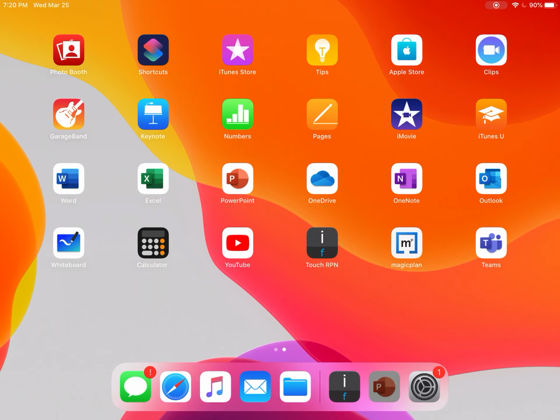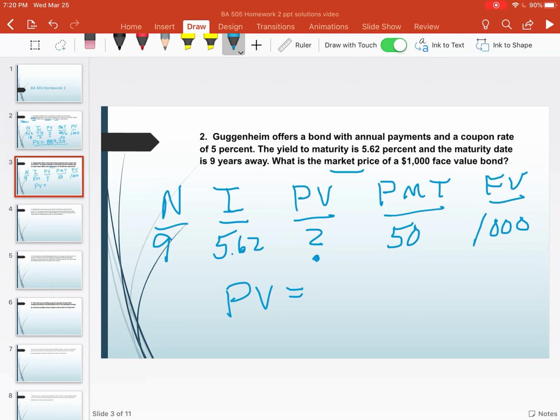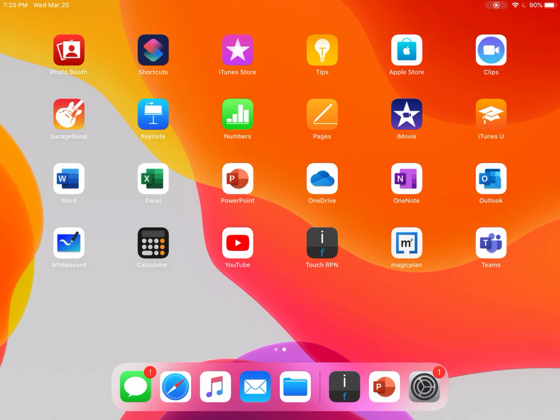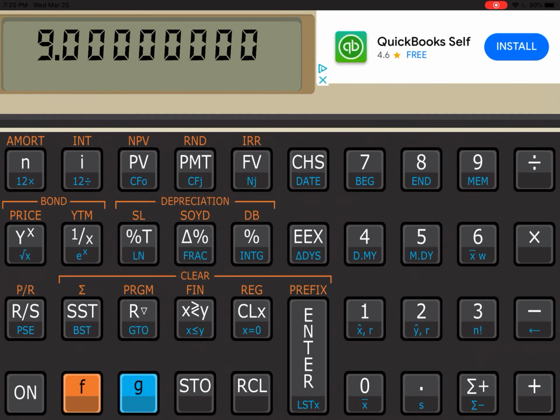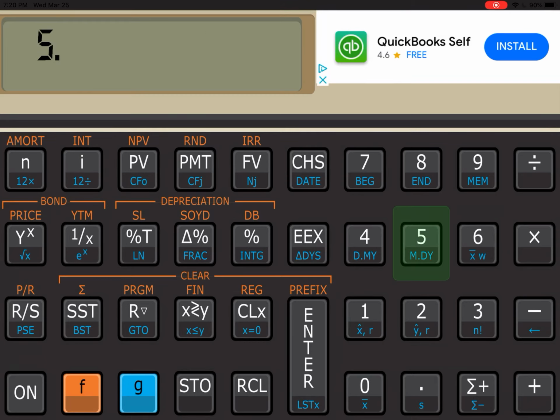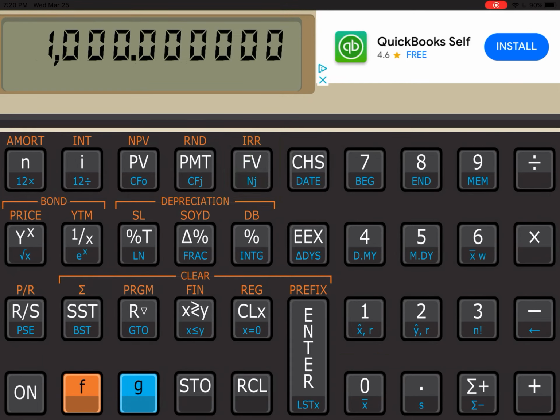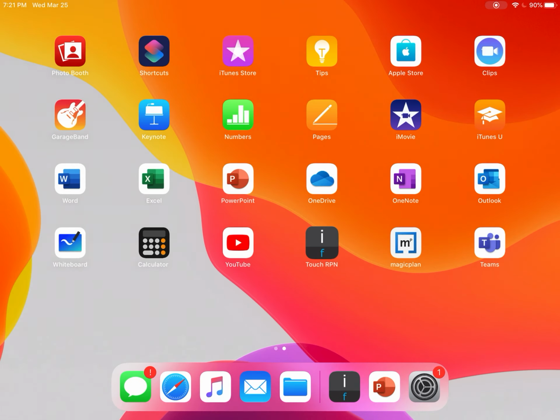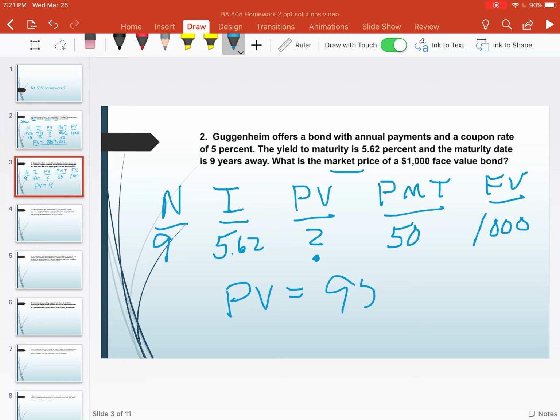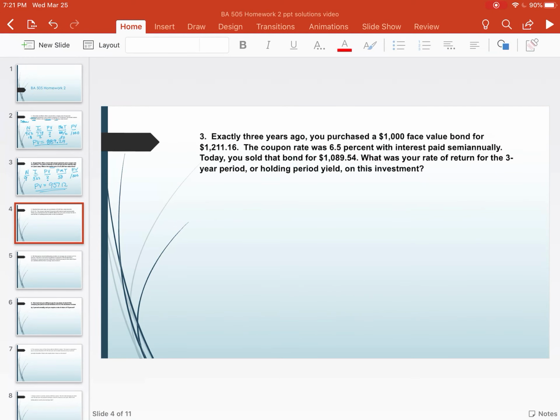What was the 5.62 for I? 5.62 for I. We have 50 for our coupon payment. Our future value or maturity value is $1,000, and we're simply going to solve for the present value, $957.12. So $957.12 is our price. Okay, let's move forward on to number 3.